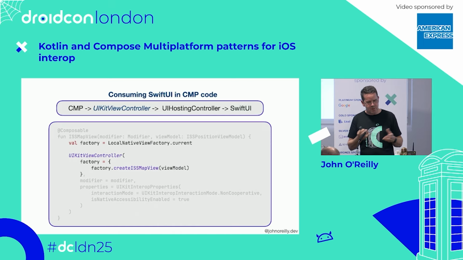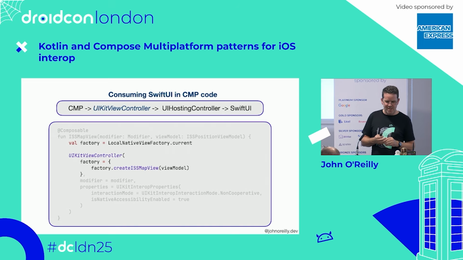It does that by using the Swift native view factory we passed down to create that UIViewController, which in turn wraps the SwiftUI map. Specifically, it calls the createISSMapView Swift function, which we'll see shortly. Note also that the view model we passed down from SwiftUI is being passed back up. It contains the position information which we'll need to observe and show on the SwiftUI map.